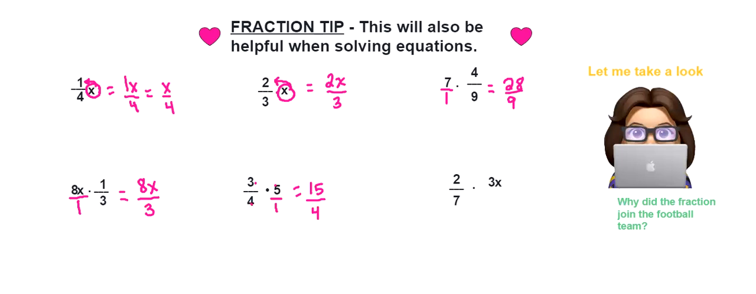So I always tell my students, when part of the problem is a fraction and the other part isn't, I'll make it into a fraction just to make it easier to work with. So here, 2/7 is a fraction times 3x. Well, I can make that 3x a fraction by putting a 1 on the bottom and then just multiply straight across. 3 times 2x is 6x. 7 times 1 is 7.